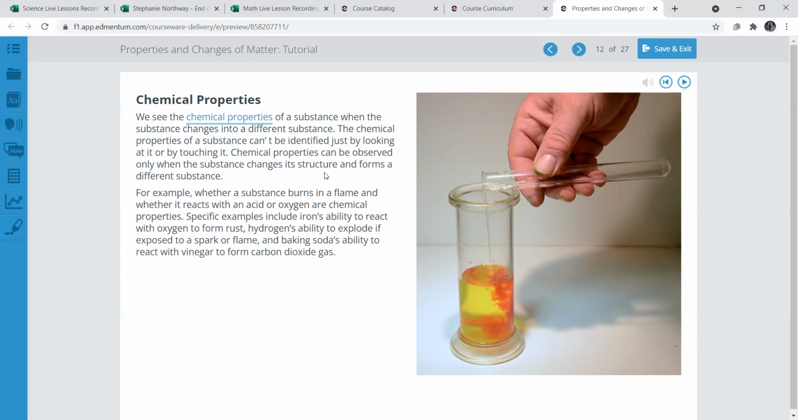So let's see, what else about chemical properties? Chemical properties of a substance cannot be identified just by looking at it or touching it. So that means you'd have to observe something else. You'd have to observe the change in structure and something else that is taking place. But for an example, whether a substance burns in a flame and whether it reacts with an acid or oxygen are chemical properties. So a chemical property would be like wood burning, creating a fire, fireworks, something along those lines.